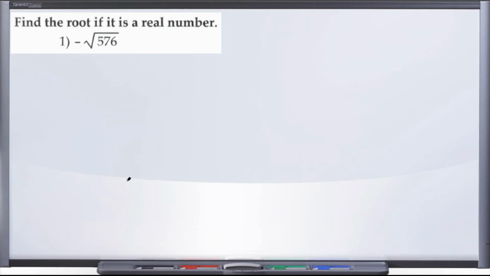All right, here we are, starting with number 1, and the directions are find the root if it is a real number. All right, so they've given us negative radical 576. And just for a review, we hopefully will recall that when there's no number here, it's automatically understood to be a 2, right? So just kind of like 1x is the same as x.